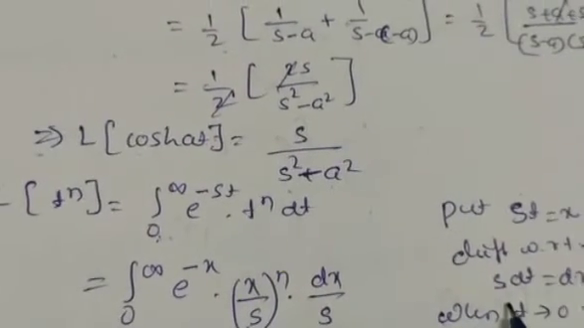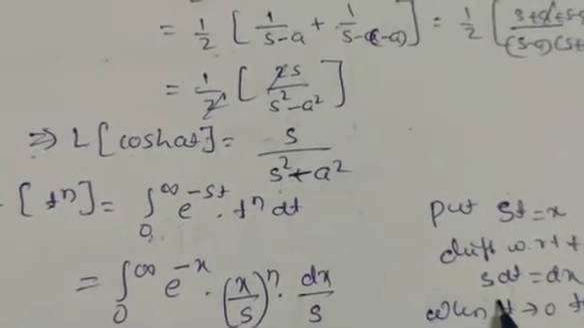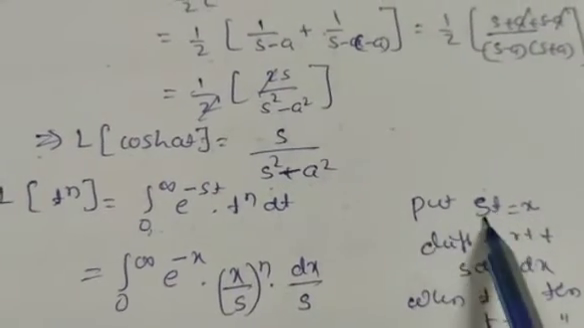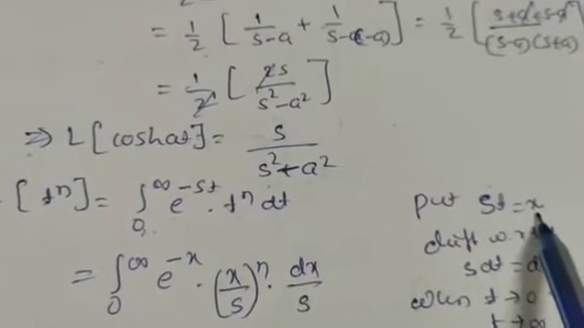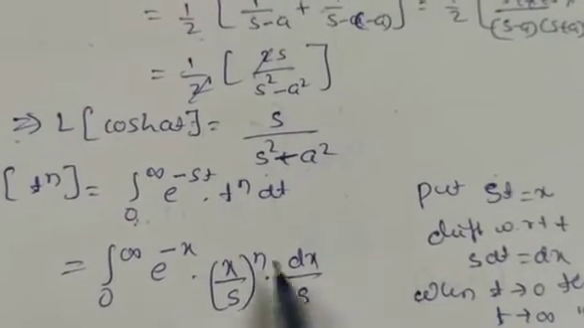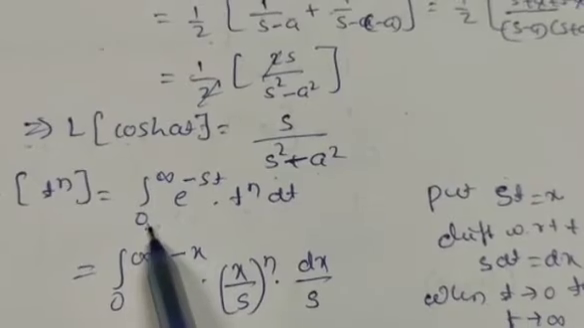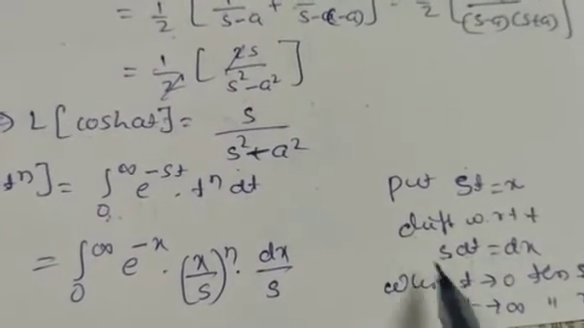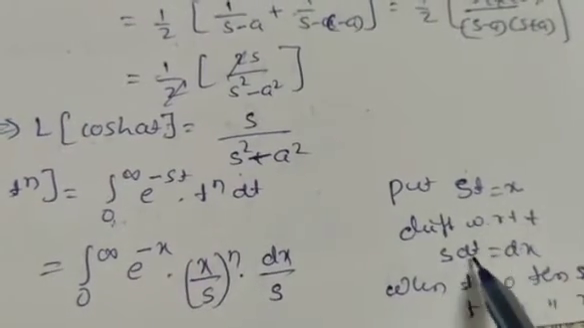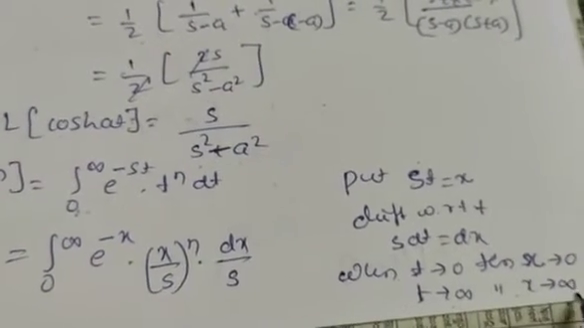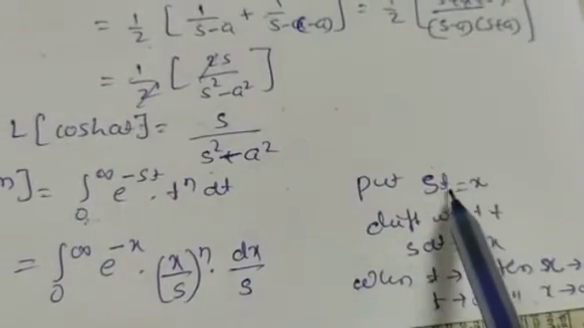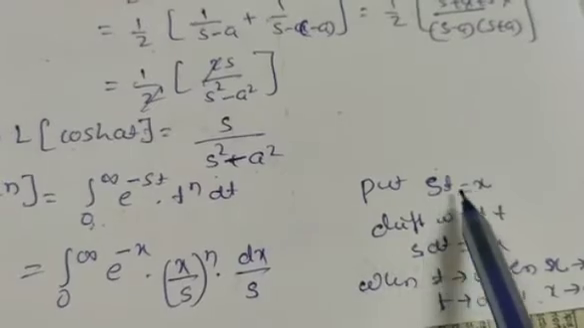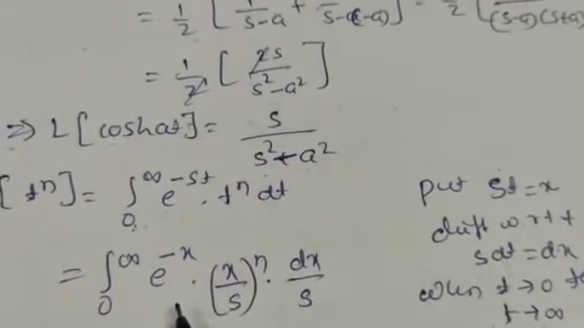And in case of the limits, you have to change the limits also if you use any substitution. So these are the limits for the variable t. Now we are replacing it by x, so you have to change the limits for x also. When t is equal to 0, then x is also equal to 0. And when t is equal to infinity, then x tends to infinity, because here x is directly proportional to t. When t is 0, x is 0. When t is infinity, x is also infinity.